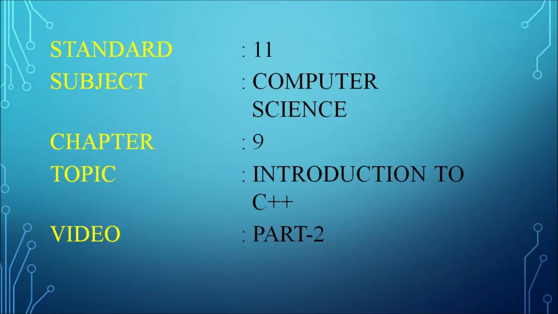Good morning, students. In the last class, we saw the introduction to C++ and the benefits of C++, and what all the literals, that is, the constants available, and the lexical units, the tokens, are available. We have seen some of the tokens like keywords, identifiers, and escape sequences. In this video, we will see the remaining two tokens, that is, lexical units, in part 2.